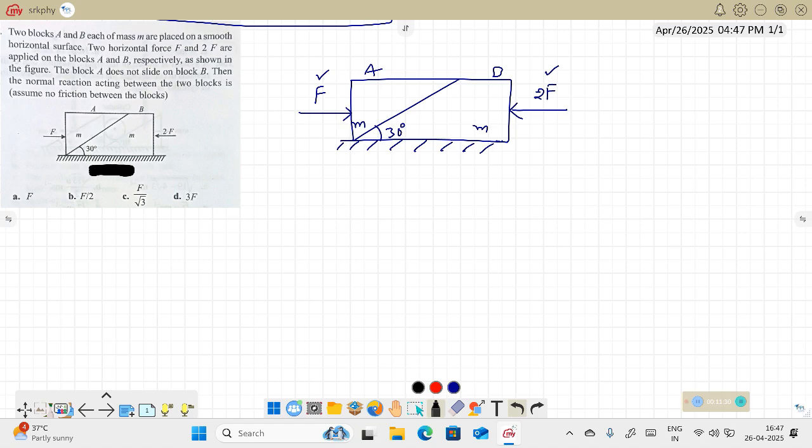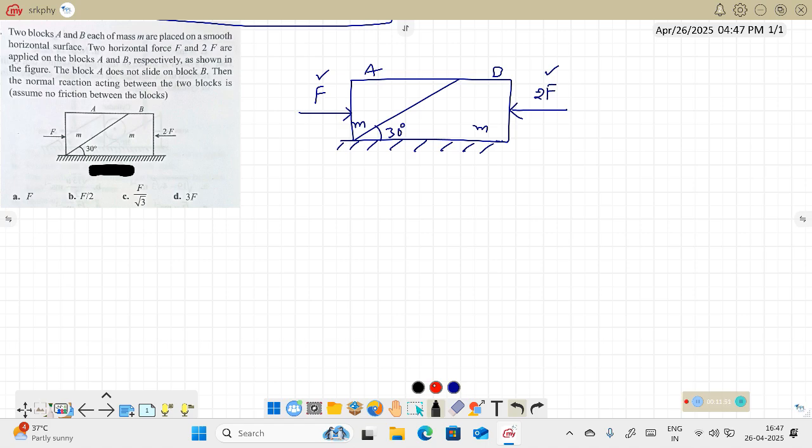Block A does not slide on B. When you are applying the forces here, they are not the same, so one dominates the other and there is a chance of sliding. But here they are saying that block A does not slide on B. Then they are asking us to calculate the normal reaction acting between the two blocks, with answers in terms of the given quantities.